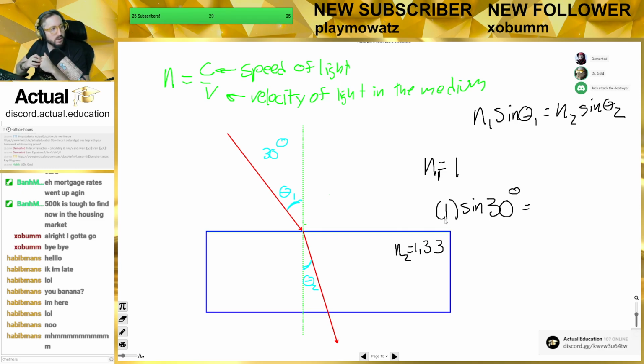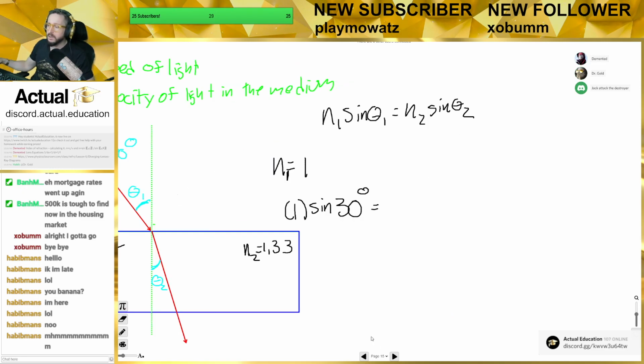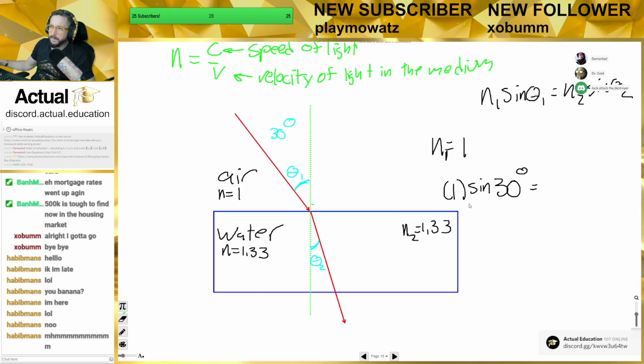n1 and n2 refer to the index of refraction for each material at what we call the boundary. See how there's a boundary here between water and air? These have two different indices of refraction. This is n equals 1. This is n equals 1.33. When we do our equation, it's the index of refraction times the sine of the angle it's at, equal to the index of refraction times the sine of the angle this one is at.